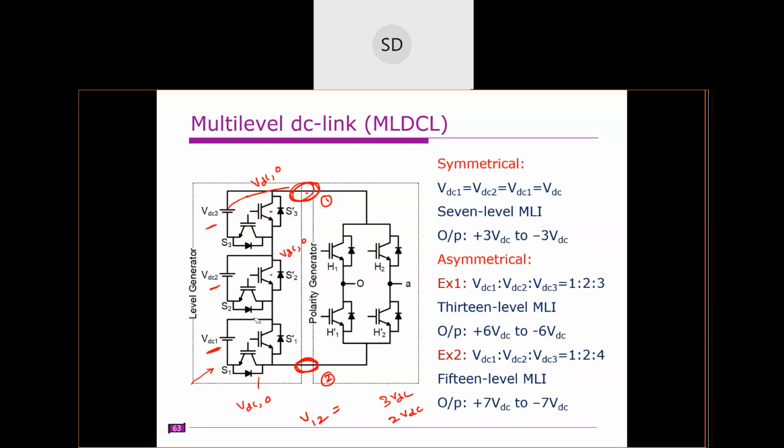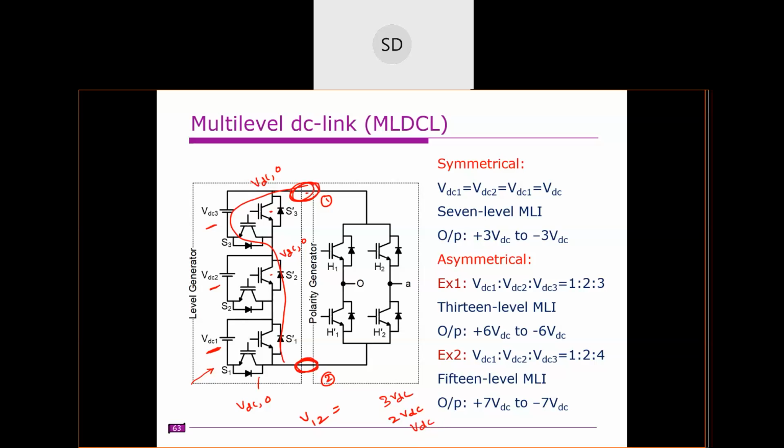Similarly, to obtain VDC, if you want only VDC, which switches do we need to turn on? We need to operate S1, S2 dash and S3 dash, or operate the second cell, or operate the third cell. Clear? So that we can get VDC.